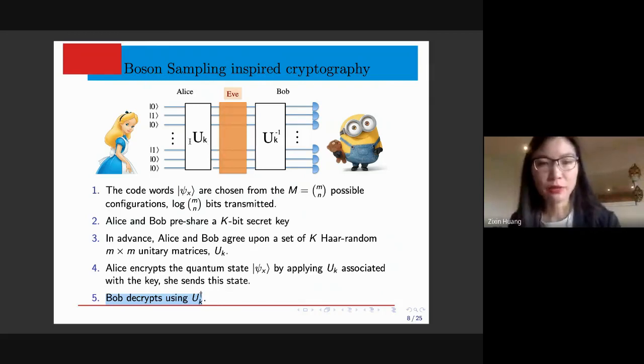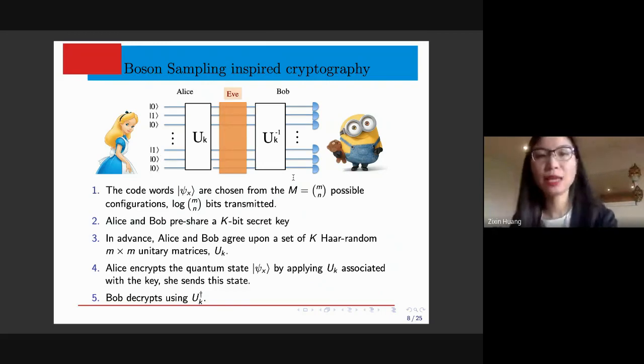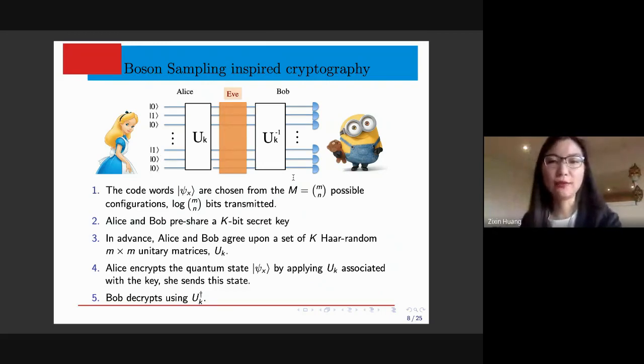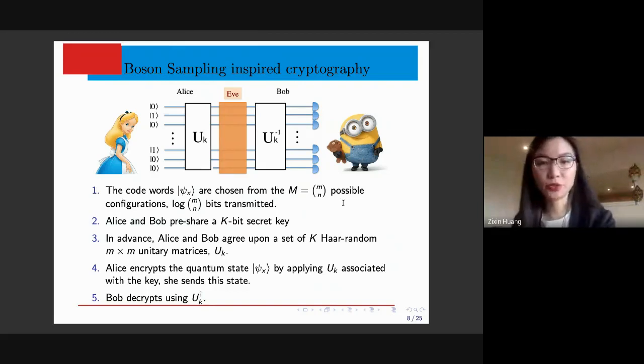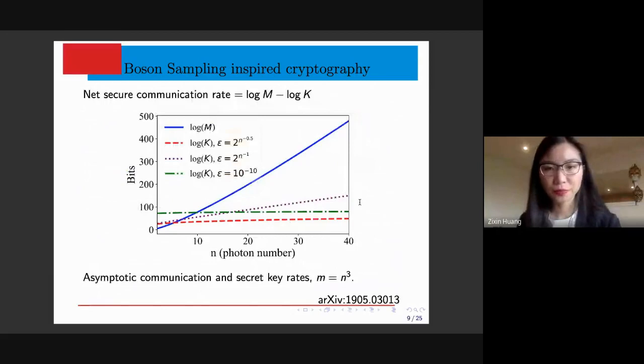Now, if Alice has applied U_k and Bob has applied U_k inverse, then this block turns into the identity, and Bob measures what Alice has input. And our goal is to show that Eve indeed cannot read the message. I'll show you the result first.